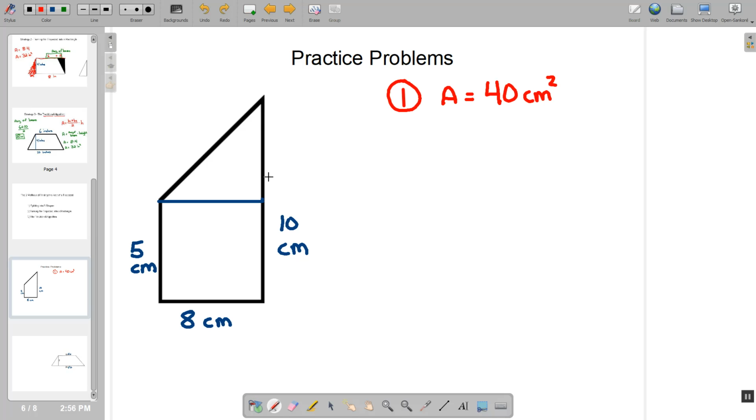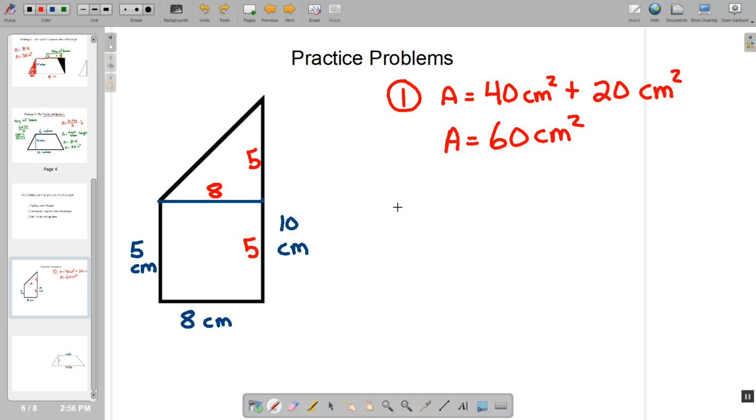Then we need to figure out what this length here is. Well, if this length is 5, that means this length here has to also be 5, because 5 plus 5 equals our total of 10. And this length here is actually going to stay as 8. Okay, so then we get 8 times 5 is 40, and 40 divided by 2 ends up giving us 20 square centimeters. So for method 1, we end up getting 60 square centimeters, and that's our answer.